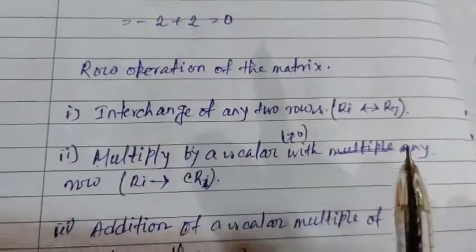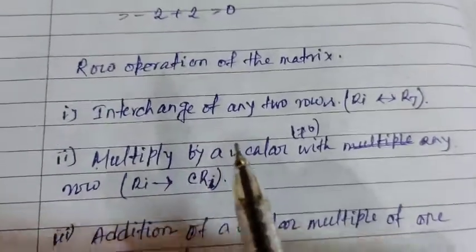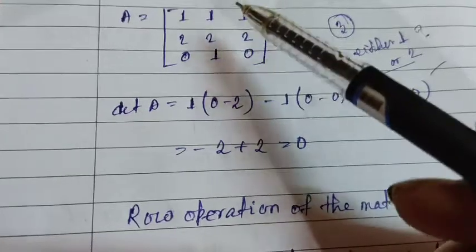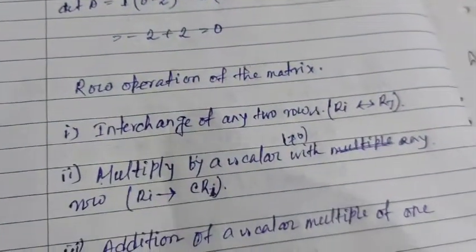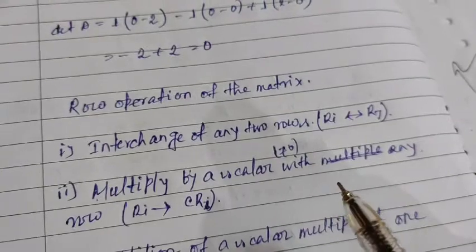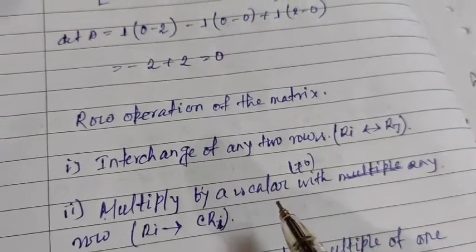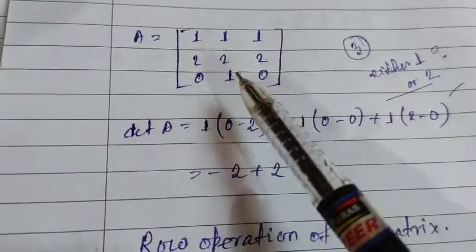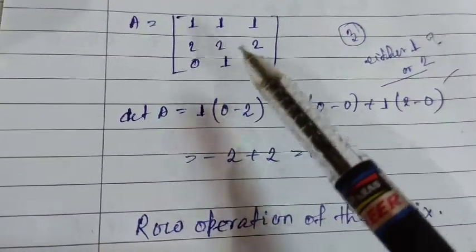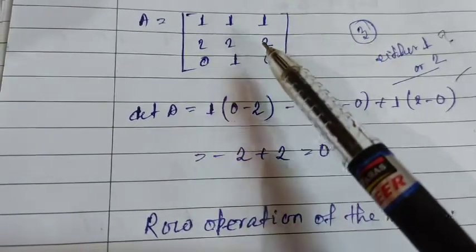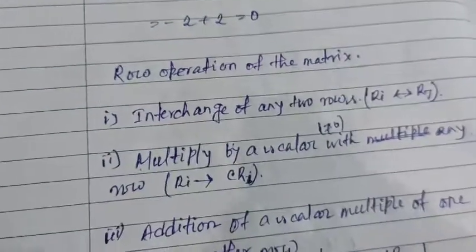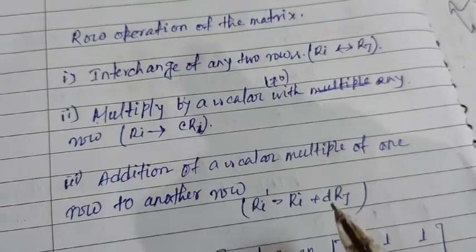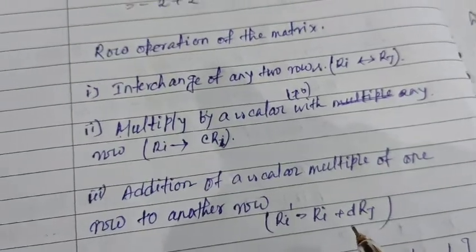So what are row operations? Number 1, interchange of any two rows. That means we can interchange any two rows from these three rows. Number 2, multiply any row by a scalar. And here remember that the scalar is always a non-zero number. That means we can multiply any row by any non-zero scalar. And number 3, the addition of a scalar multiple of one row to another row. That is, Ri dash is equal to Ri plus c Rj.